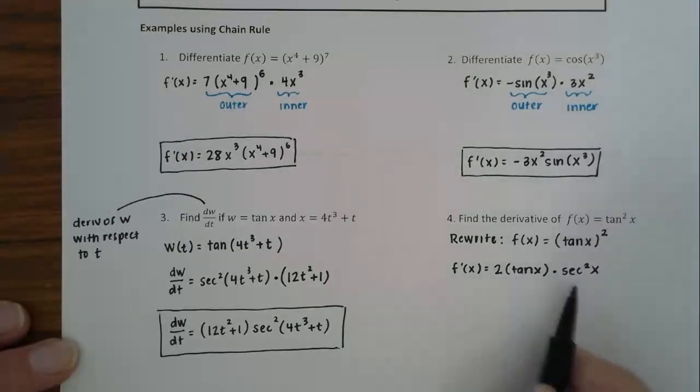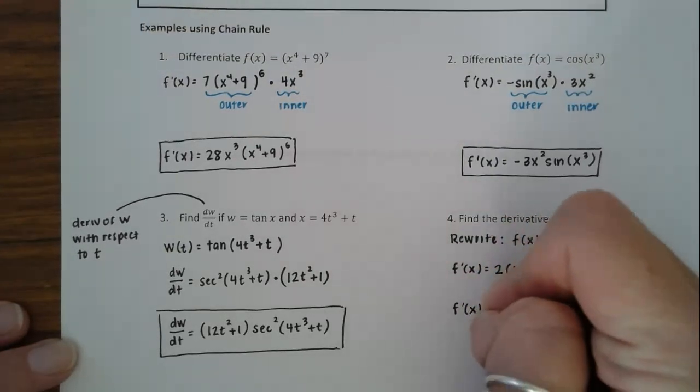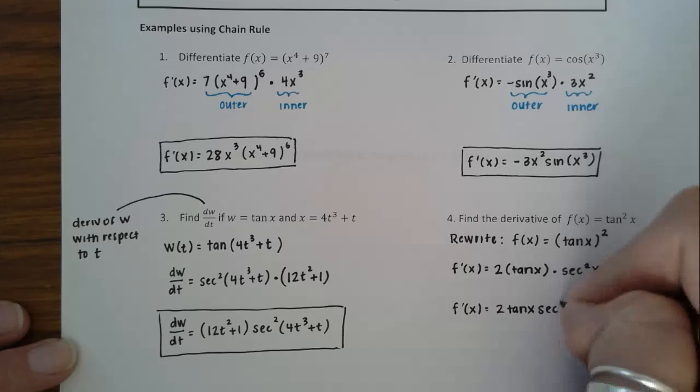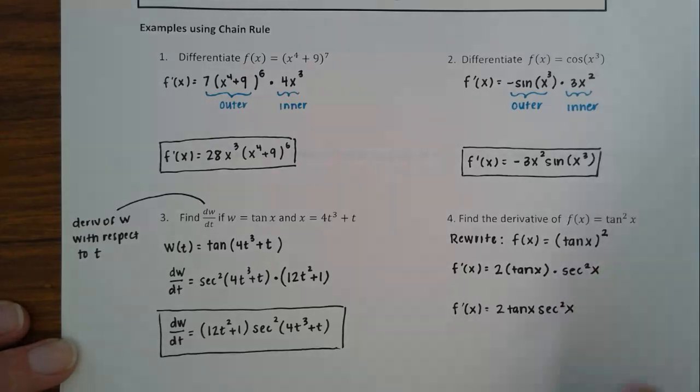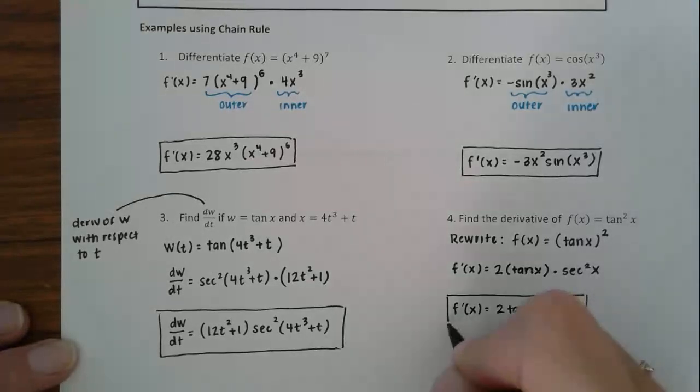So outside derivative, inside derivative. You do not need to keep the parentheses there with the tan x. So you can just write that as f prime of x is equal to 2 tangent of x secant squared of x.